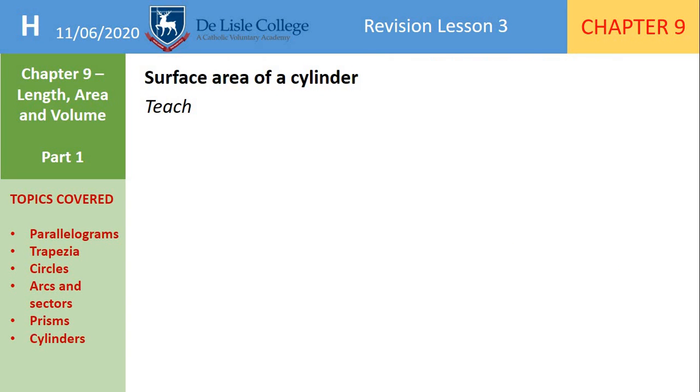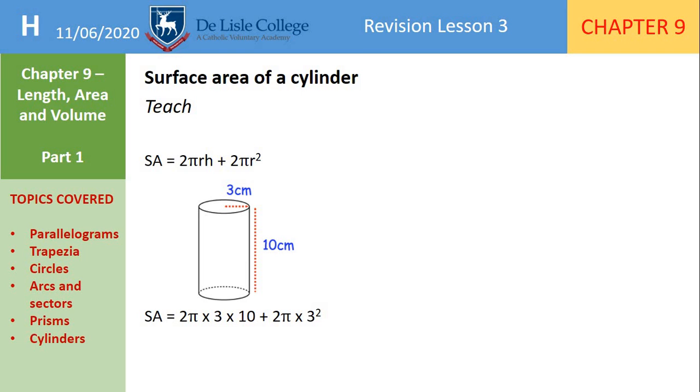And the final thing for this session is to recap the surface area of a cylinder. So a reminder, the surface area is 2 pi r h plus 2 pi r squared. The 2 pi r h is the curved part, and the 2 pi r squared is the 2 circles. So here's an example. We're going to substitute the values into the formula. So we've got 2 pi times 3 as the radius, times 10, which was the height, plus 2 pi times 3 squared. Let's work that out, and we get 245.0 centimetres squared. That's been rounded to 1 decimal place.